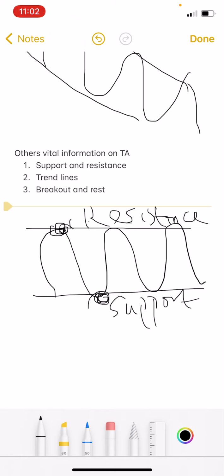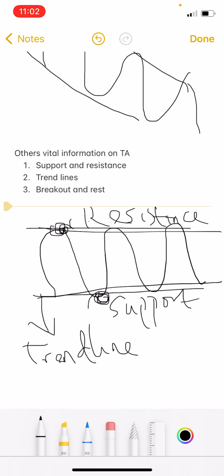Then there's another thing you also need to know. You see these lines we draw across, these lines here, they are called your trend lines. They're still the same as this one here. They call them trend lines.